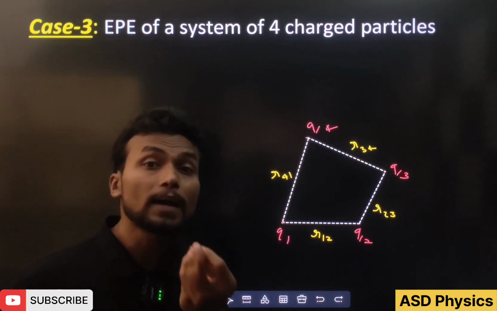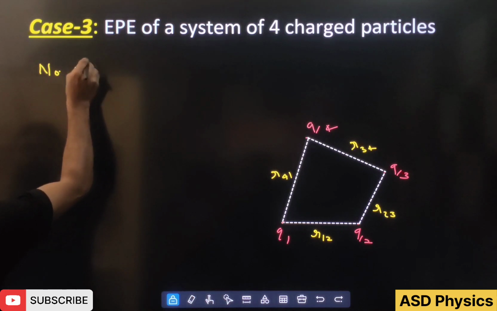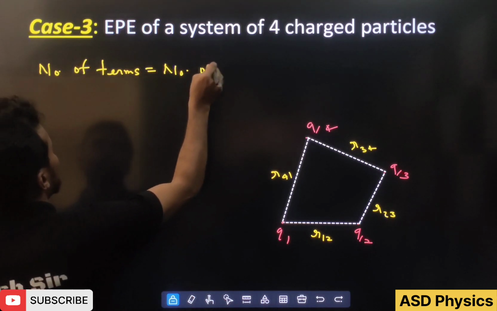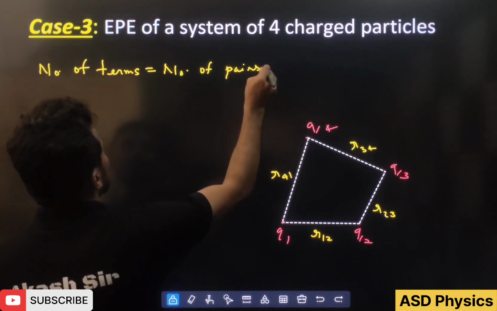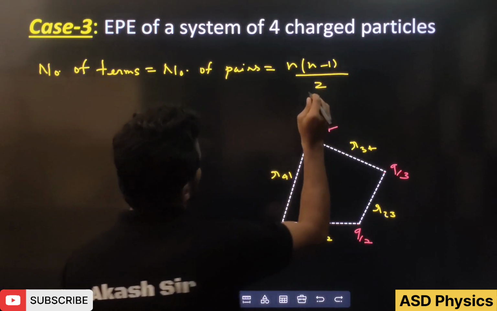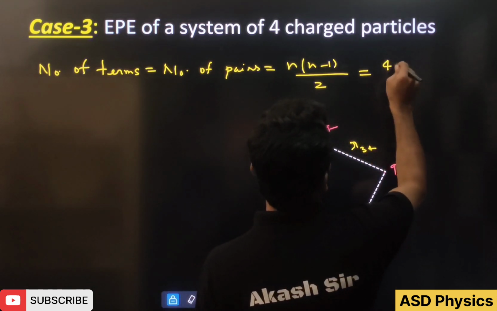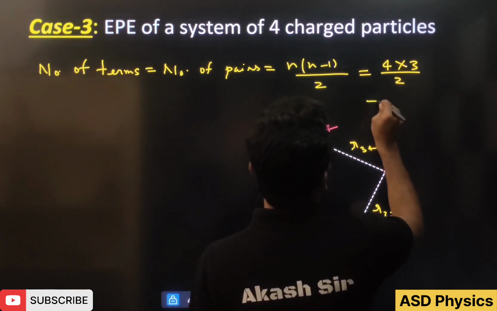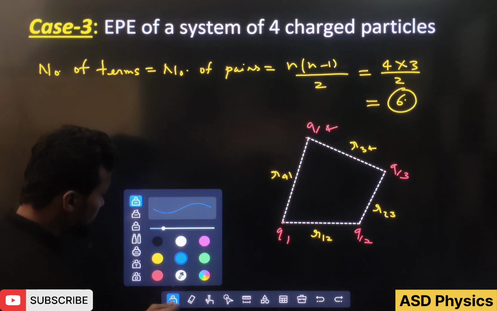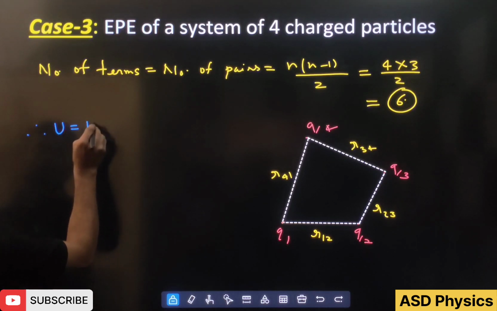Can you see how many terms will be there in the EPE? Number of terms means number of pairs. And what is the formula? As I have told you, n(n minus 1) by 2. Number of charged particles is 4, so 4 into (4 minus 1), 3, by 2. So how many pairs will come? 6 pairs will come. Okay, so I will write here the potential energy U equal to K.